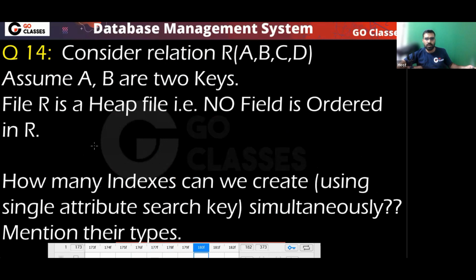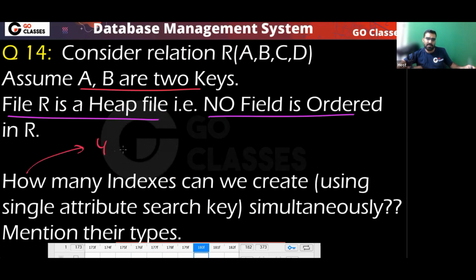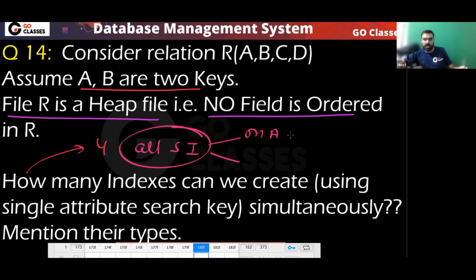Question number 14. What is the answer? Your file is a heap file, so no field is ordered. This is the meaning of heap organization. A and B are the keys. How many indexes can be created? The answer will be 4. Because your file is a heap file, all of them will be secondary indexes. The index on A and the index on B will be called SI on key, and the remaining 2 will be SI on non-key.